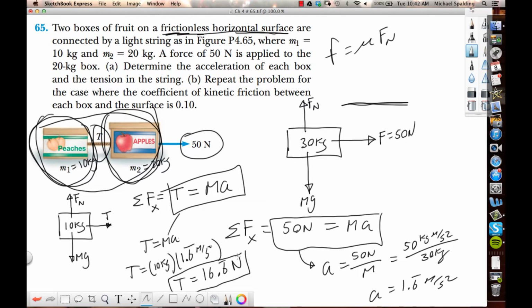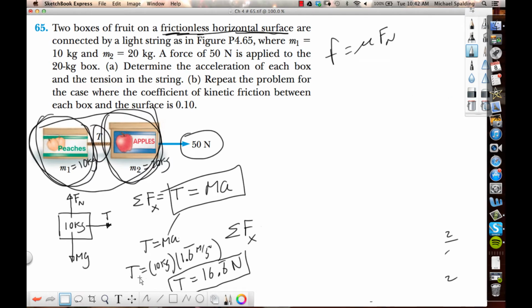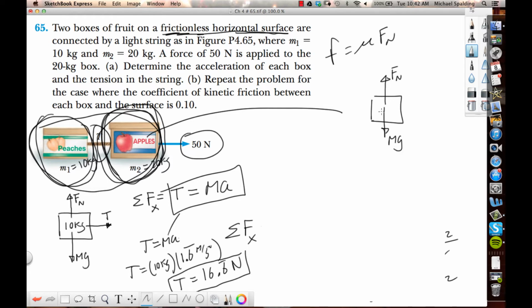Okay? Could we have found that tension by focusing on M2? Yeah, let's just do it. I want you guys to see this. This is important. So look, we could have gotten the tension by focusing on the other mass. So by focusing on the other mass, what are the forces? Well, it's not going to matter, but let's show it. Normal force, mg. So here we have the 20 kilogram guy. This is the 20 kilogram mass.